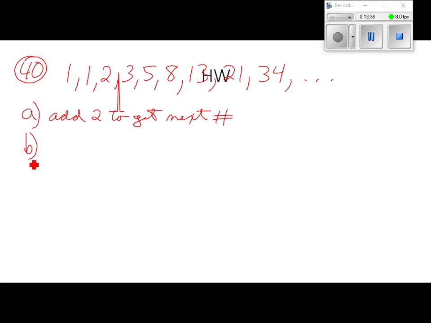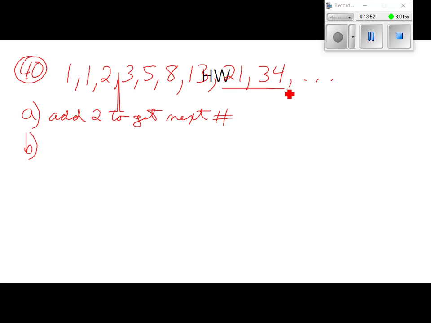Part B says write the next 3 numbers in the pattern. I think all we did was A and B, right? I said forget, don't do C. So we want to write the next 2 numbers. Is that what I said? Or 3? 3. Next 3.